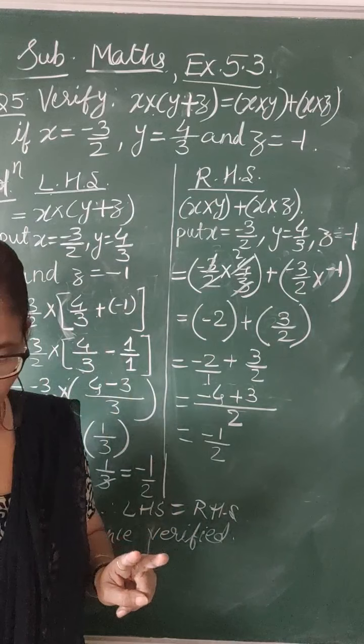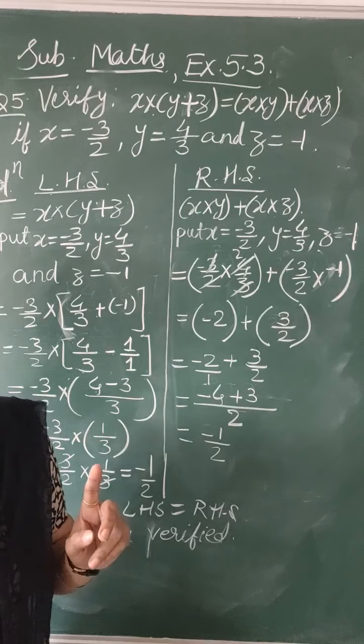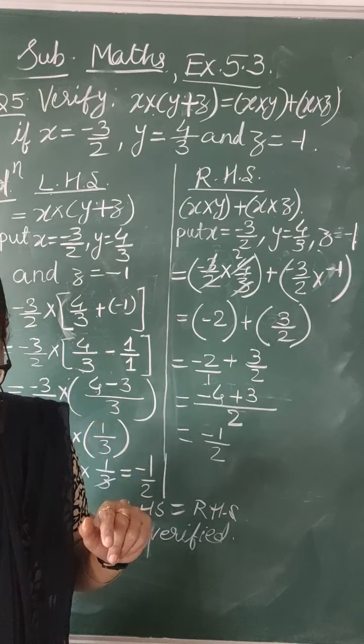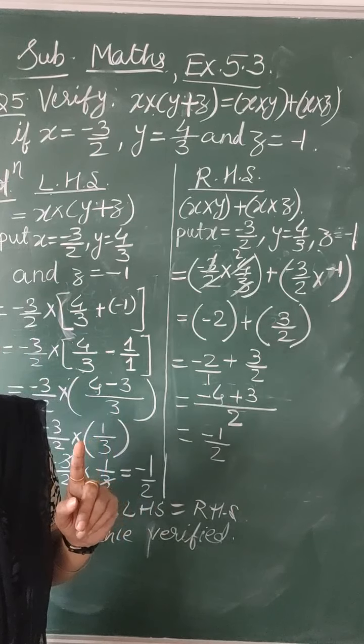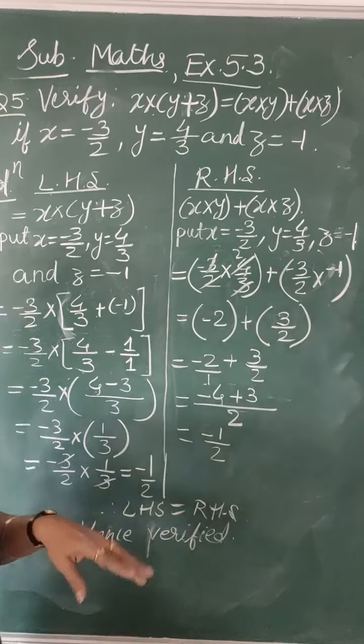Okay, now let's move to question number 6. There are two sums. So I am explaining the 6th question, its first sum. Okay, in 7th also you have two sums. So in that I am explaining the second sum. Okay, so see this sum.